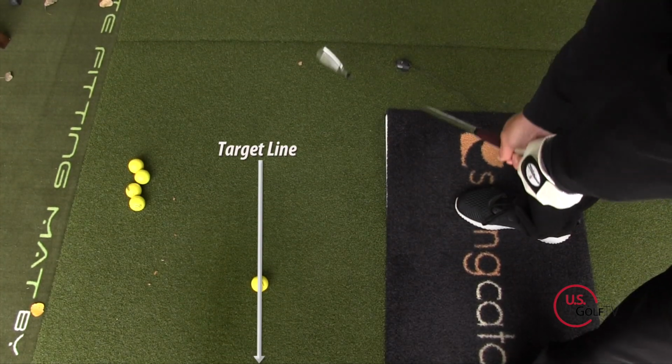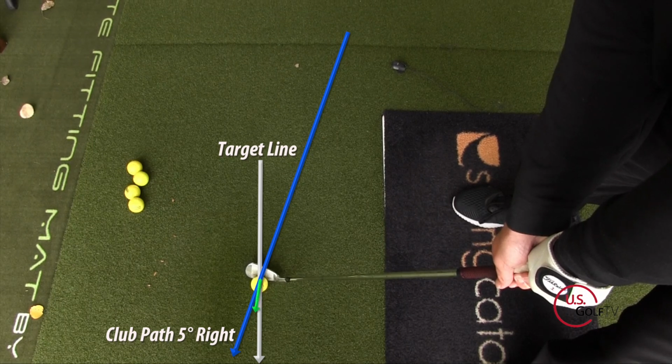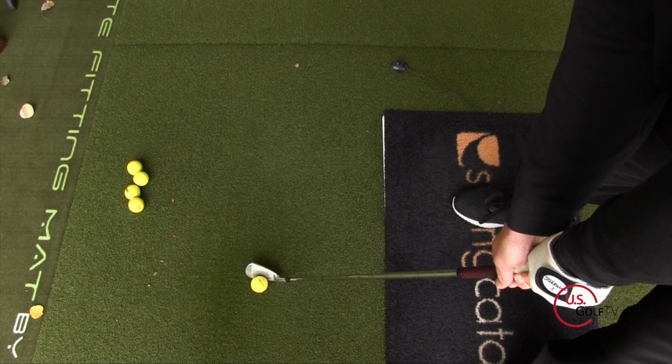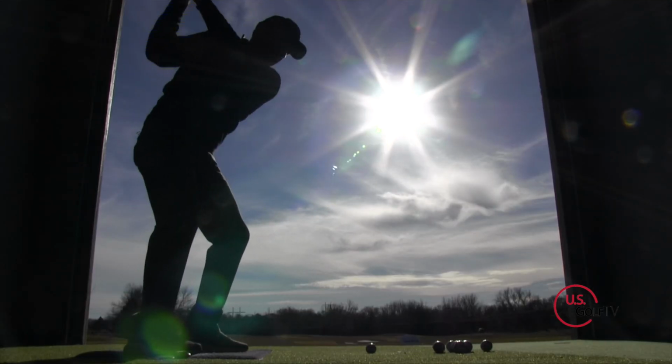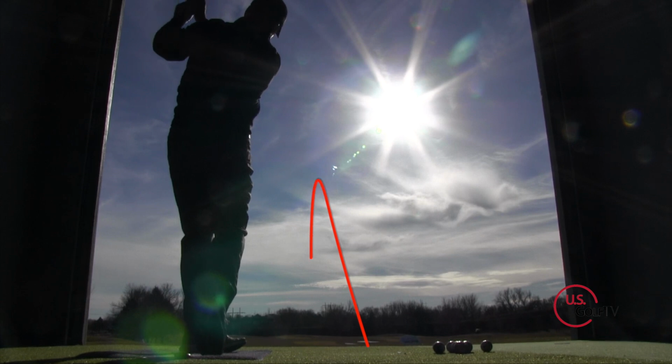So if I'm swinging the club to the right 5 degrees for sake of discussion, and the club face is only 2 degrees to the right, I've got 5 to the right with one, which is the path. I've got 2 to the right with the other one, which is the face. The difference between those two is roughly 3 degrees. I'm going to create, in that particular situation, a nice draw.